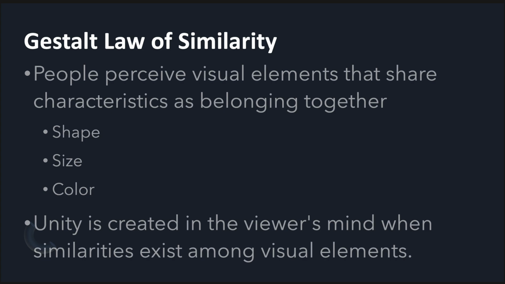Next, let's talk about the Gestalt law of similarity. People will perceive visual elements that share characteristics as belonging together. So if things have a similar shape, size, or color, we are more likely to consider these things as belonging together.